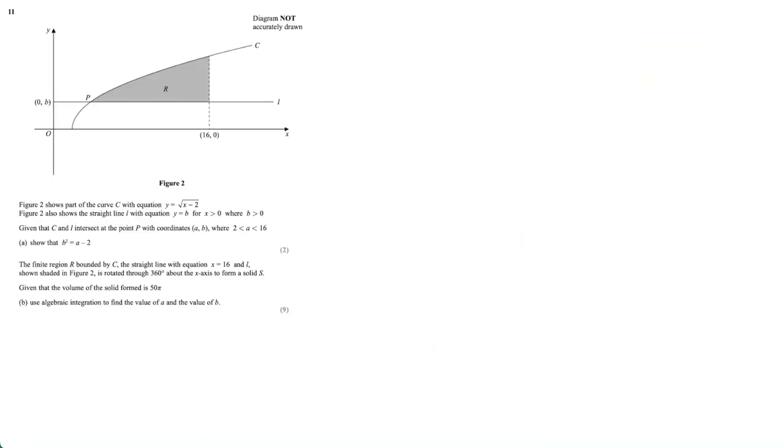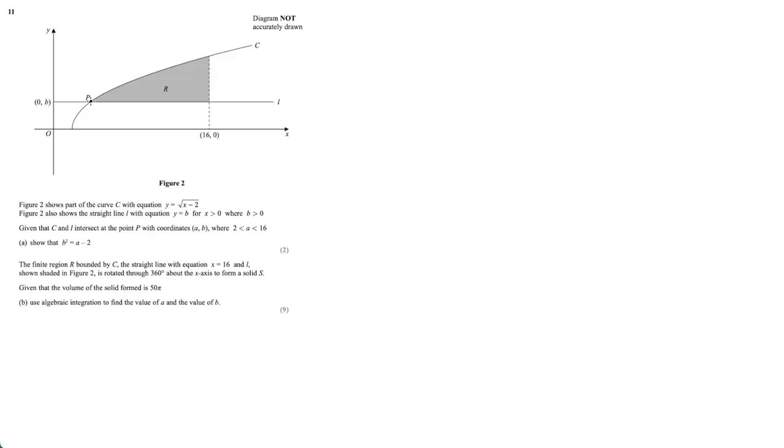Question 11. We are given this. There's a curve which is root x minus 2. This is a straight line y equals b. Given C and L intersect at the points with coordinates a, b, show that b squared equals a minus 2. Okay, so they intersect here. This point, guys, is a, b.